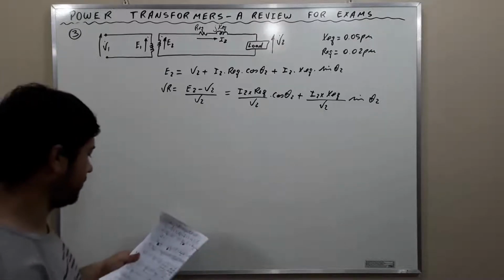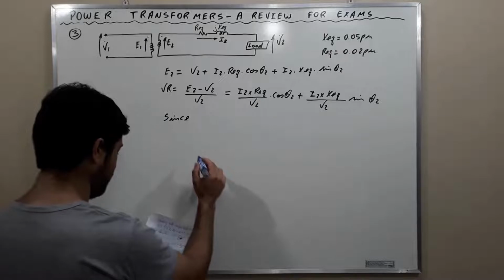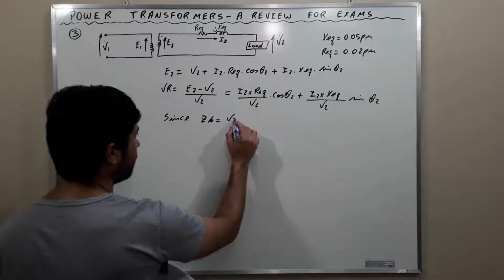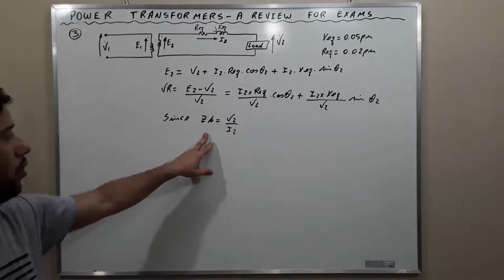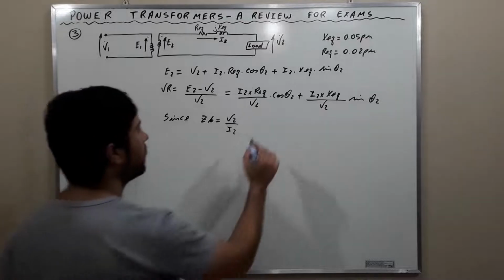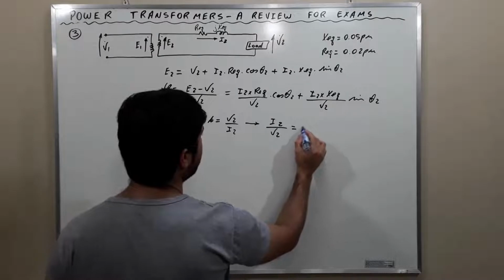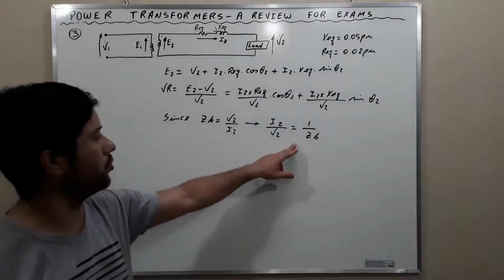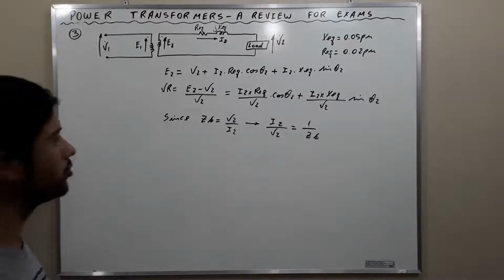Observe that since ZB is equal to V2 over I2, which is the base impedance, okay? We are going to use this as the base impedance, then I2 divided by V2 is equal to 1 over ZB. Alright? We're going to use this here to get to the expression we're going to use.